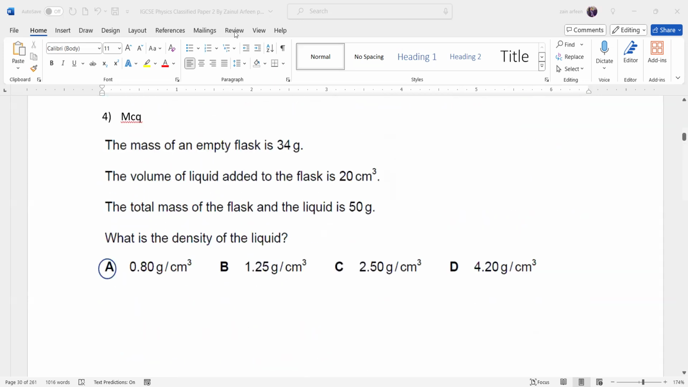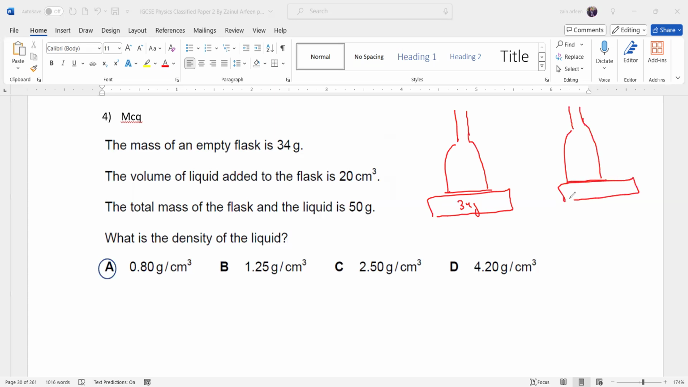And question 4: for example, there's a flask, and the mass of this empty flask is 34. Then we fill this flask. The mass is 50 grams, and it is filled to a level of 20 cm3. So what is the mass of the liquid? Because if we need the density of the liquid, this is the mass of the empty flask, and this is the mass of the flask and liquid. So what is the mass of the liquid?